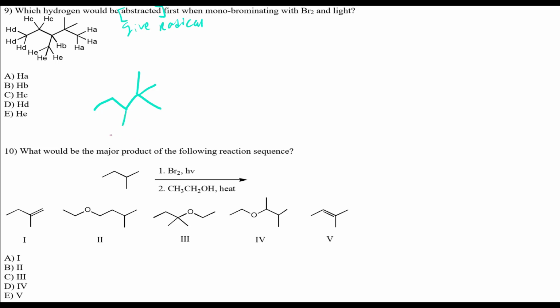So which location is it going to be? Well, automatically I know that this right here is bad, okay? So if I have a radical over here, that's pretty bad because it's just a primary. It's located on one carbon, so that's a primary. So D is not going to work out, okay? Because that would give me a primary radical, all right? So D is wrong.